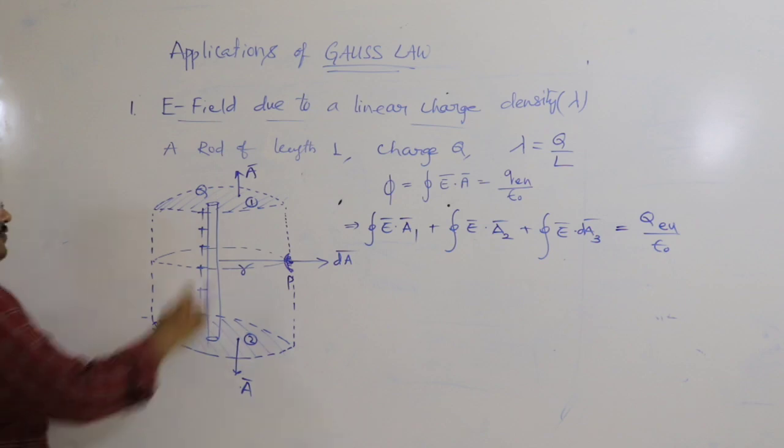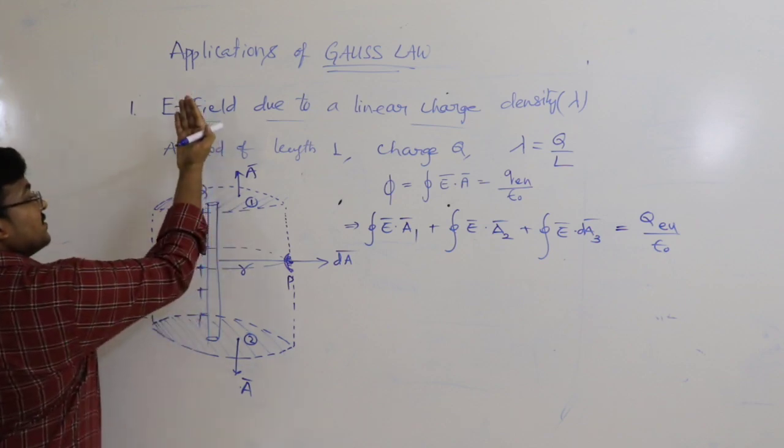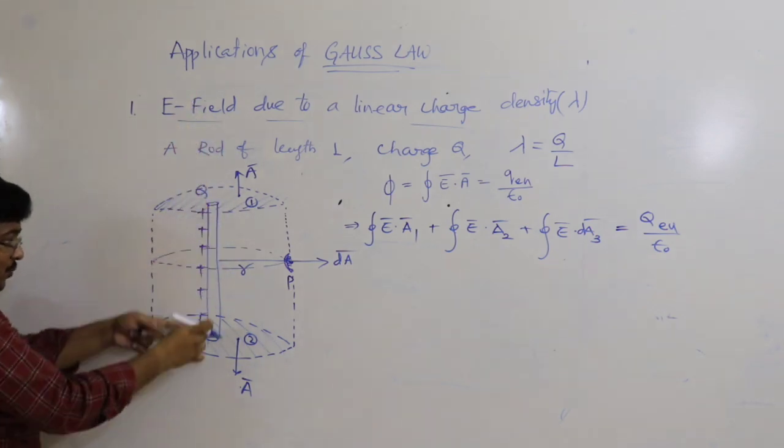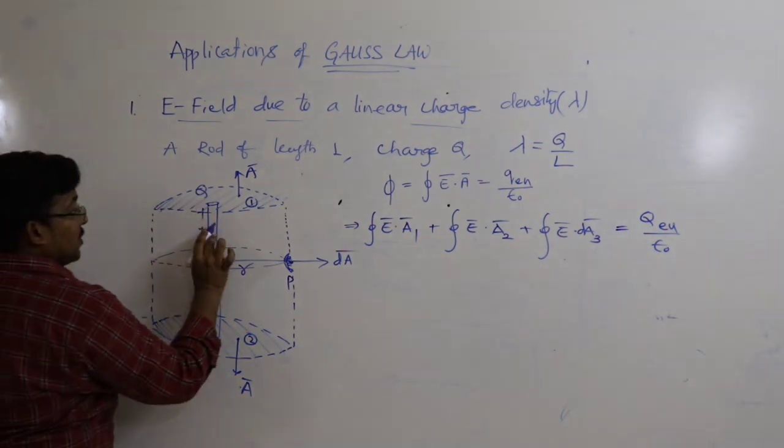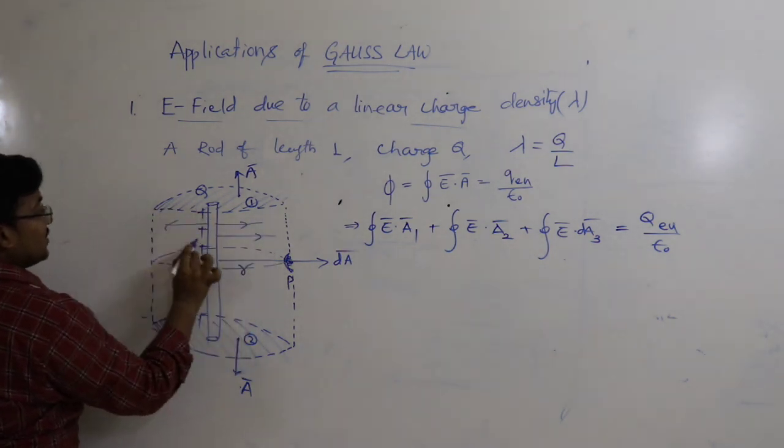See here, for the first plane the area vector is like this, and due to this positive charge, you know that from the positive charge the field lines always start like this.